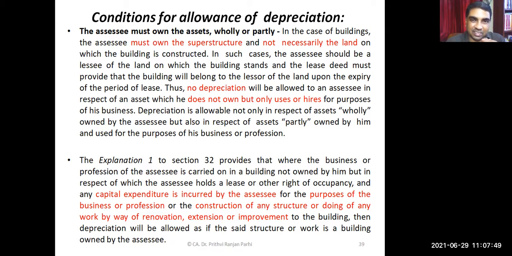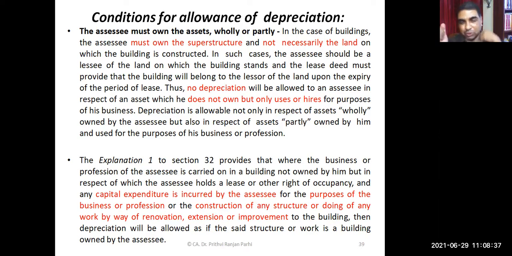Okay, the next concept is, coming again to depreciation on building. Now we have already discussed that in case of a building, the assessee must own the superstructure. That means it is not necessary that the land should also belong to the assessee. It is also possible that the assessee may take a land on lease and construct a superstructure, the building, on it, and the assessee can claim depreciation on the superstructure. But no depreciation is allowed if the assessee is not the owner. If the assessee has taken the building on rent, he has hired the building, then depreciation is not allowed.